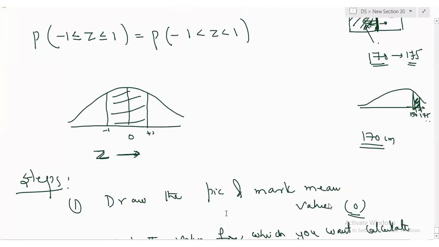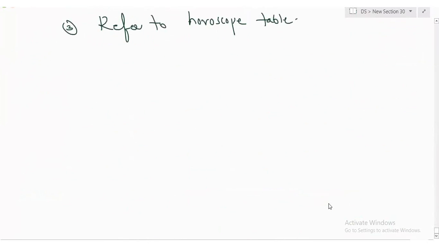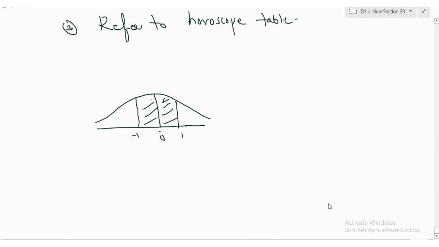Let me draw this. First, let me calculate. Zero to 1. So this is a 1. I know this area from this table. So whatever area I get from here to here, I can assume the same area here also. But the only thing is, as this side is coming, I need to keep the minus sign, right? You should not. So area is never going to be minus. Area is never going to be minus.